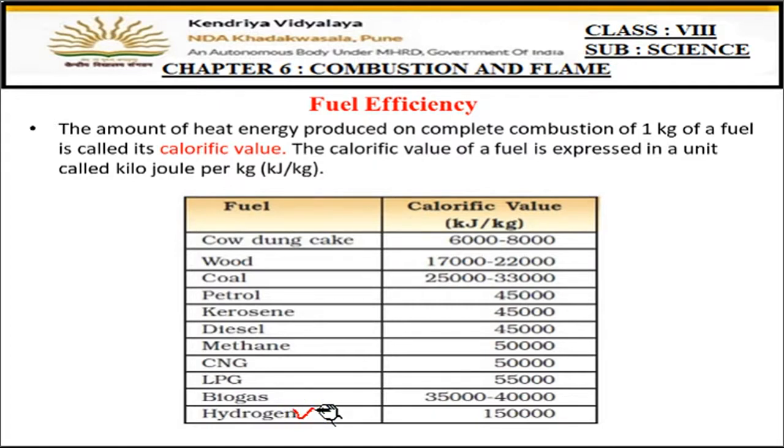1 kg of hydrogen on burning gives 1,50,000 kilojoules of energy. Among all of these, hydrogen has the highest calorific value. It gives more and more heat energy on burning. So this is the meaning of calorific value.